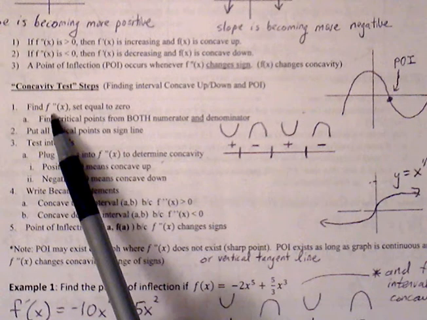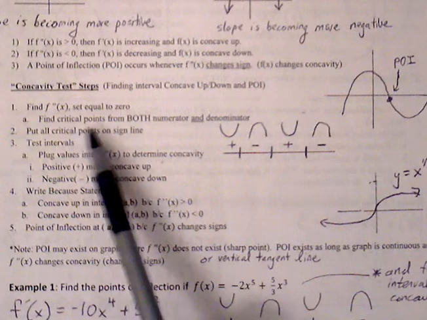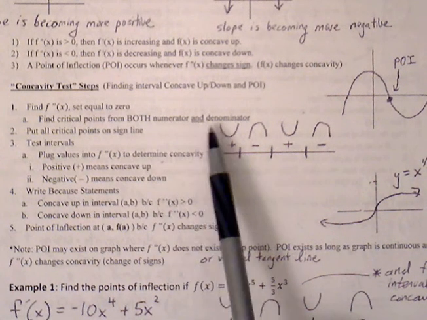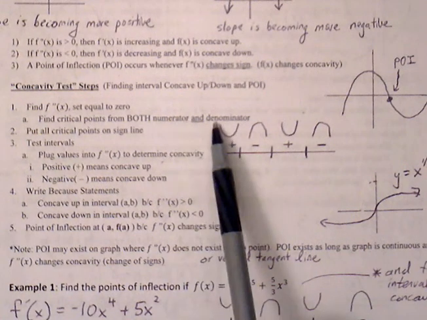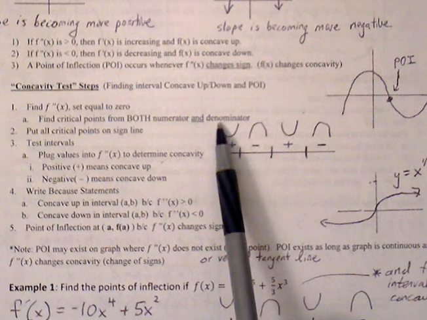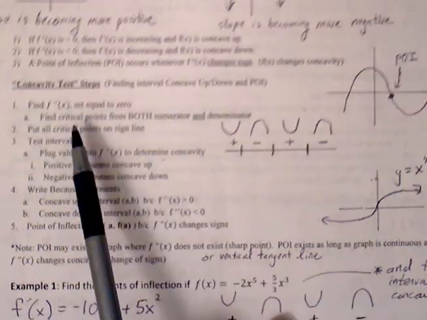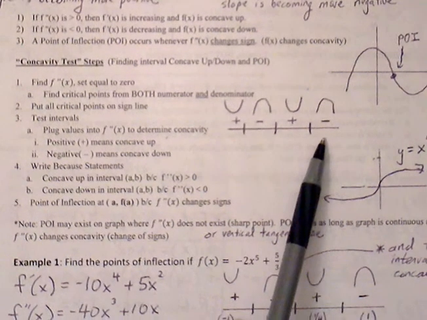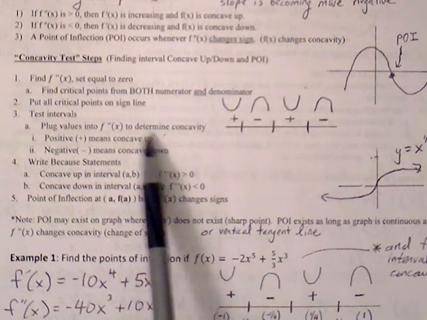So we find the second derivative, set our second derivative equal to 0, which will then allow us to find the critical points. Again, critical points, you need to consider both the numerator and the denominator, depending on what the function looks like. If there's variables in the top and the bottom, we need to consider both. Once we find all the critical points, we put them all on the same sign line. And then we plug intervals into f double prime to determine concavity.